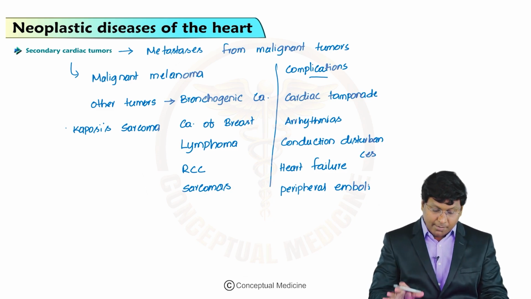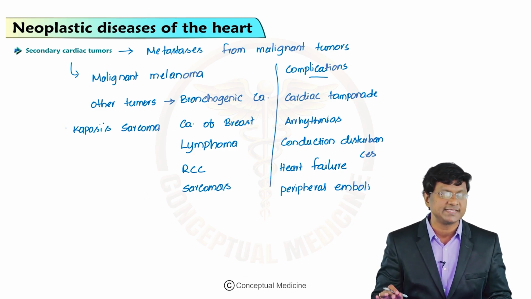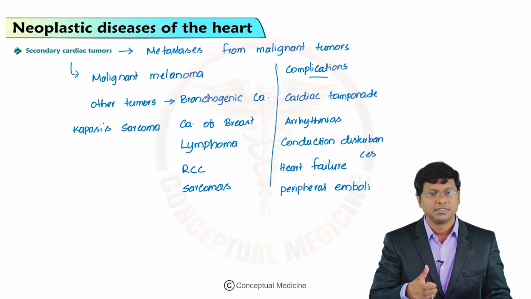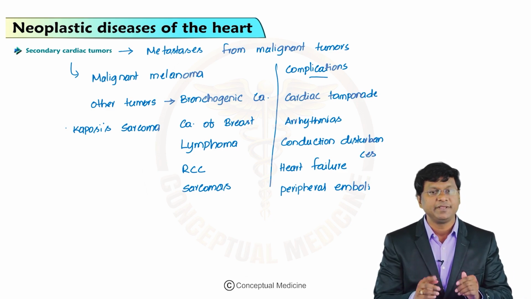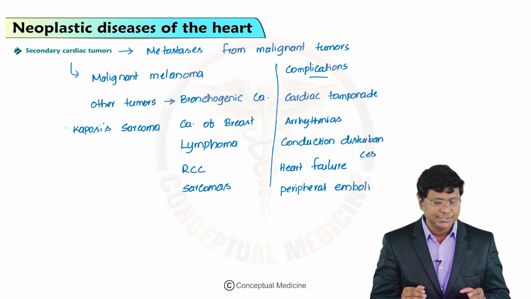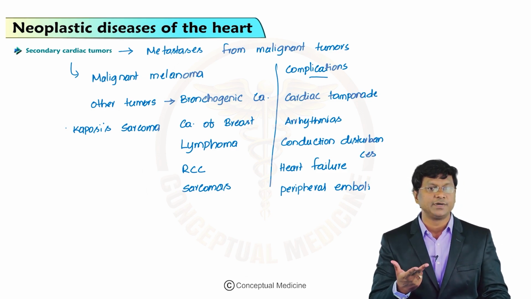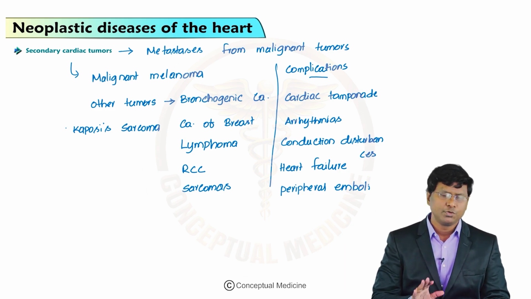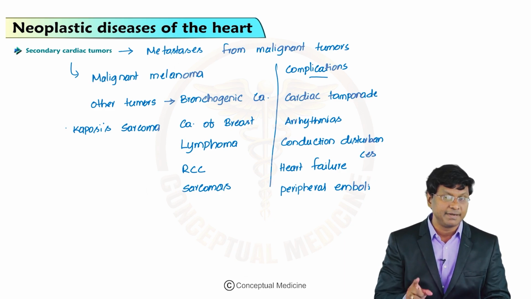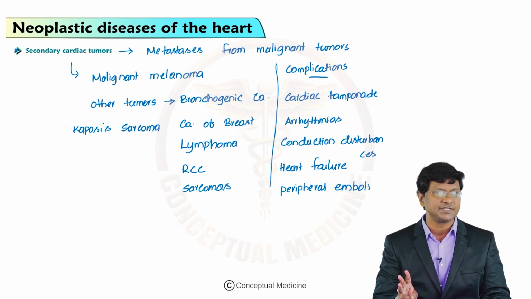Okay, so these are the complications that can be seen with the secondary cardiac tumors. To summarize again, the most common secondary cardiac tumor is the metastasis, which will be from malignant melanoma. Other tumors that can metastasize to the heart are bronchogenic carcinoma, carcinoma of the breast, lymphoma, renal cell carcinoma, sarcomas, and Kaposi's sarcoma. Most of the time they are clinically silent, but they can have complications like cardiac tamponade, arrhythmias, conduction disturbances, heart failure, and then peripheral emboli.